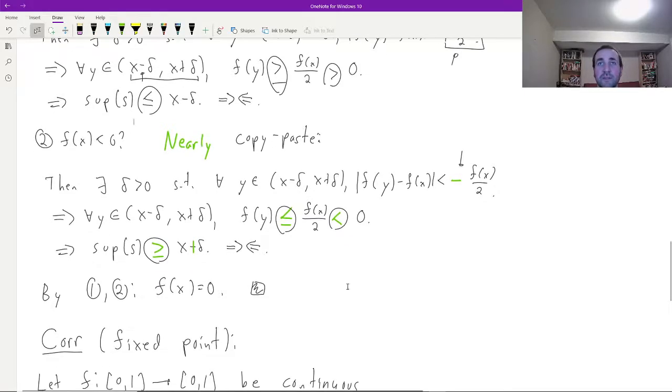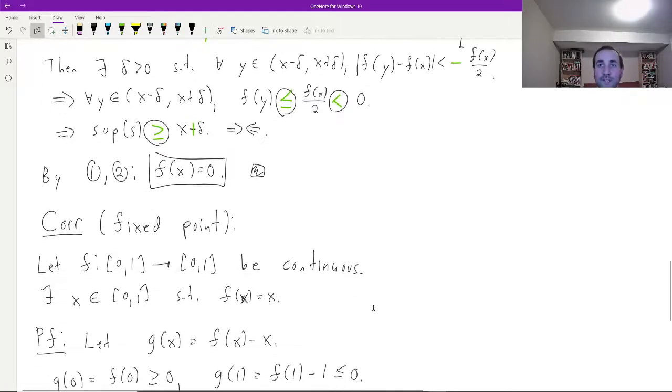And so at this point, we've ruled out the possibility that f of x is strictly positive, we've ruled out the possibility that it's strictly negative, and therefore, in fact, it must be exactly 0, which is exactly what we wanted to prove. Okay, great.